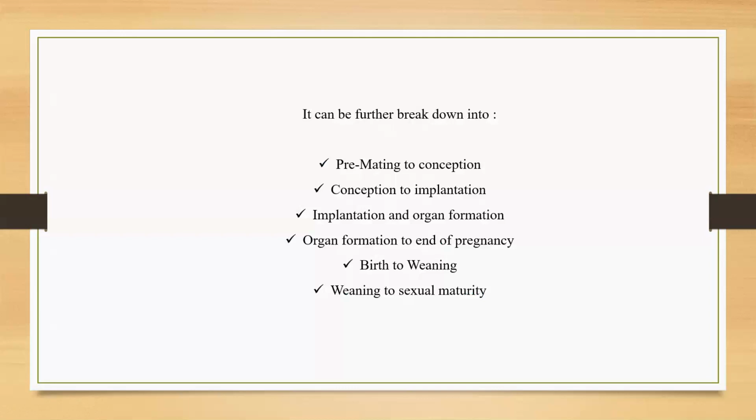This reproduction cycle can be further broken down into pre-mating to conception, that is before mating, before fertilization, to conception; conception to implantation, after fertilization to the implantation of the zygote in the uterine cavity; implantation to organ formation, from implantation to organogenesis to the end of the pregnancy; birth to weaning. Weaning is the period where breastfeeding is generally supplemented with other food in infants. Next, from weaning to sexual maturity of the child.